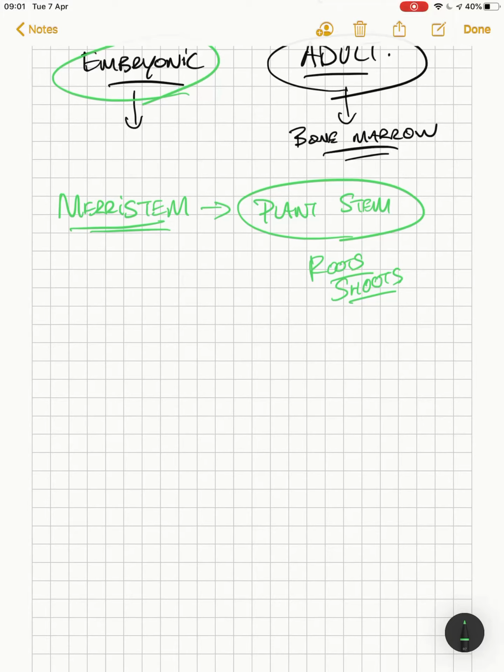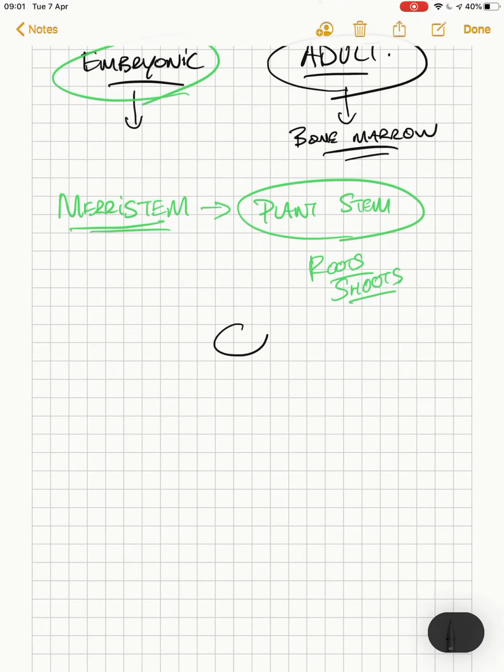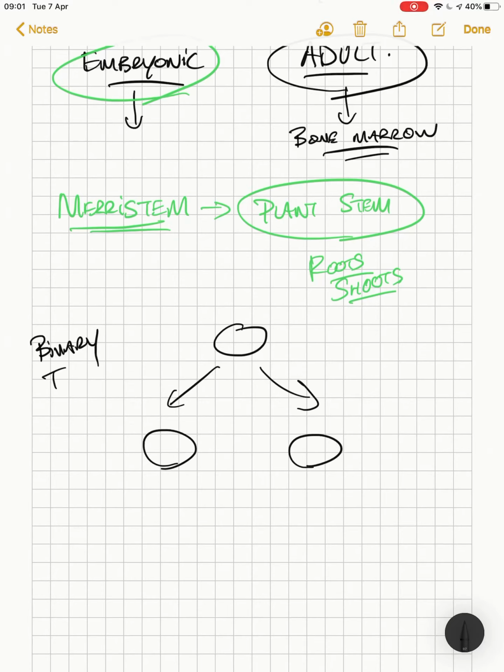On the AQA specification, it's 4.1.1.6, culturing microorganisms. So this is one of the required practicals that you have to carry out. And it's essentially looking at the effects of antibiotics on microorganisms. Now, microorganisms grow by a process called binary fission, which isn't the same as mitosis, if you're reviewing this video having already done a bit of GCSE content. Binary fission is a form of asexual reproduction where one cell will split into two identical cells.